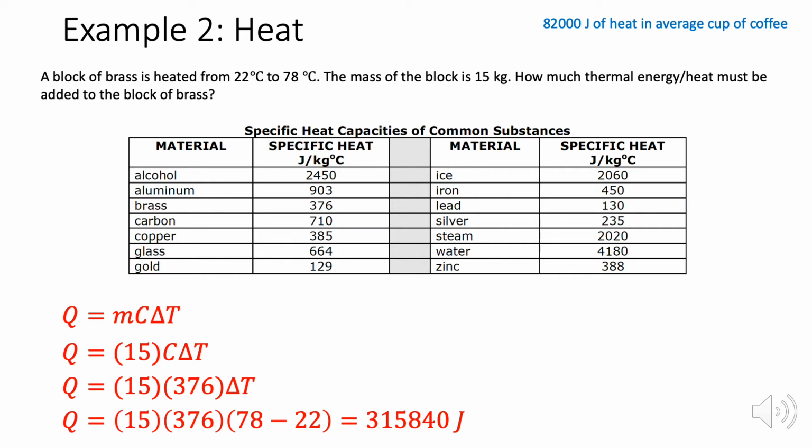And then also up in the right hand corner, which is in blue, I have the average amount of heat in a cup of coffee, which is 82,000. So if you look at the answer for this question, 315,840, that's much, much, much bigger than the amount of heat in coffee, which means this is a lot hotter than a cup of coffee. We will need more heat.